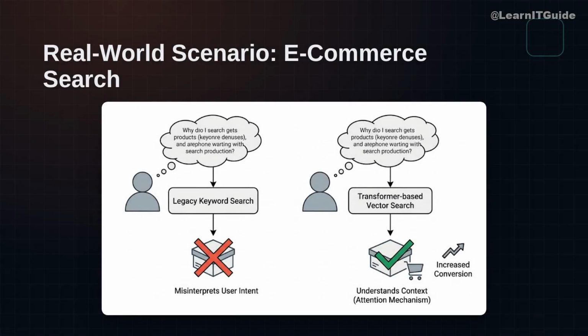Let us talk about a real scenario. An e-commerce platform serving 5 million daily searches was struggling to understand user intent with traditional keyword matching. They implemented a transformer-based search model. By using the attention mechanism to understand the context of queries, they improved search accuracy by 40%. The result was a 12% increase in conversion rates simply because users could actually find what they were looking for.